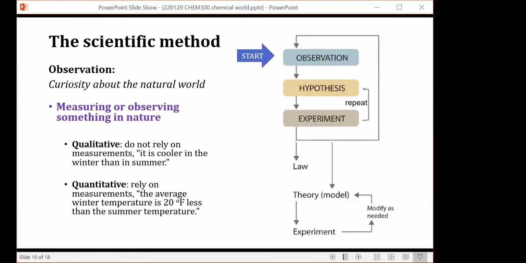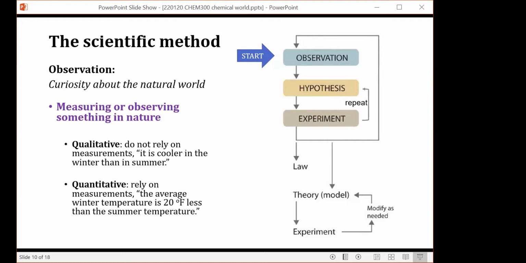So let's start at the top. You start by making an observation, right? You're curious about the natural world, and you either measure or observe something in nature. There are two general types of observations made in science. There are qualitative observations. These are observations that don't rely on any sort of measurement. You're just seeing something and making a general comparison, like it's cooler in the winter than in summer. That's a qualitative observation about nature.